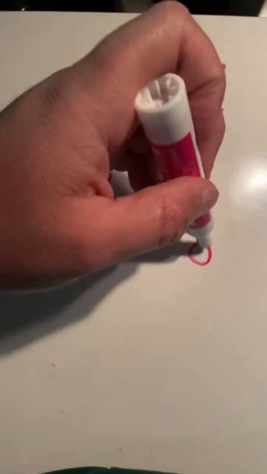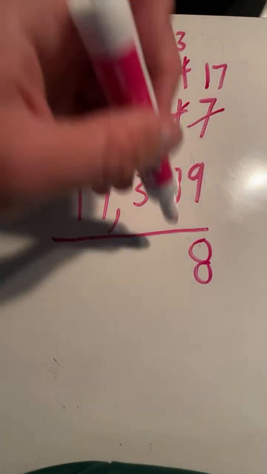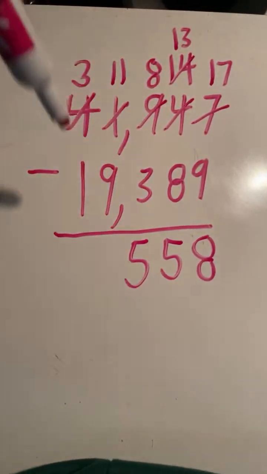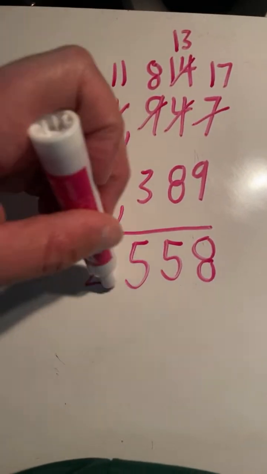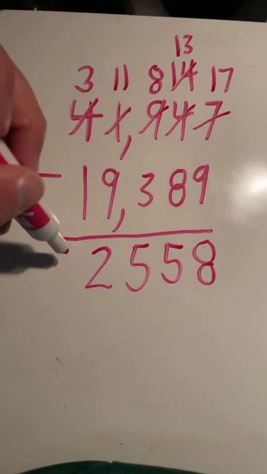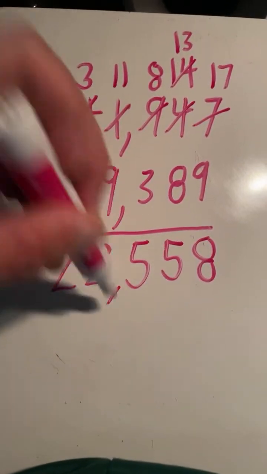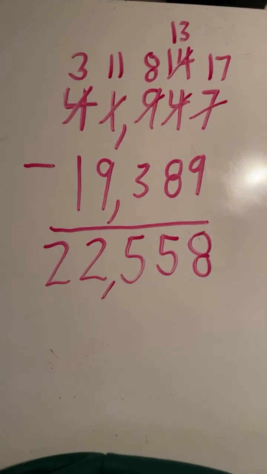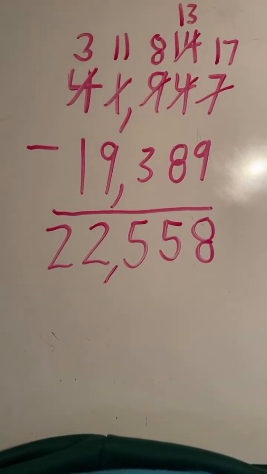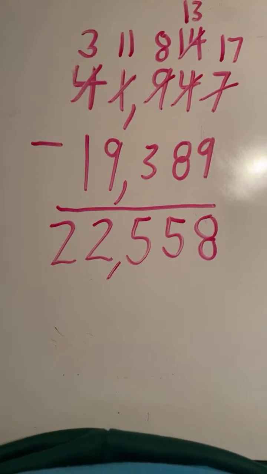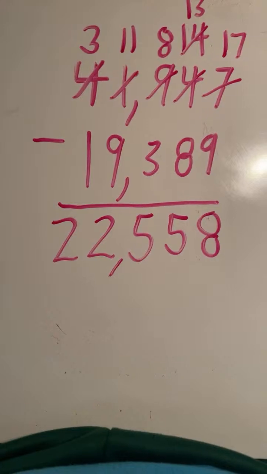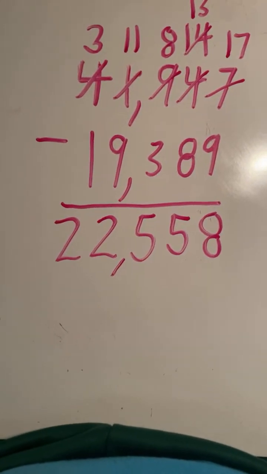17 minus 9 equals 8. 13 minus 8 equals 5. 8 minus 3 equals 5. 11 minus 9 equals 2. 3 minus 1 equals 2. And we have our final answer. 41,947 minus 19,389 equals 22,558.